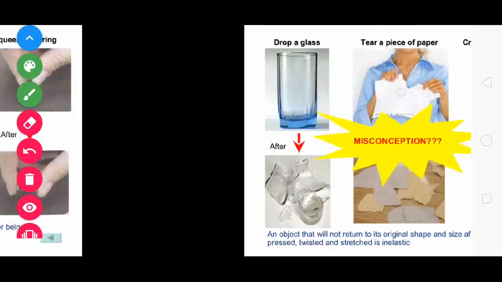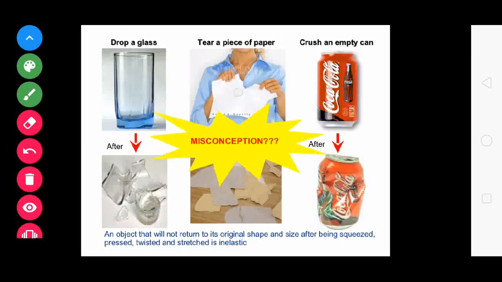Here are the examples of permanent change. As you can see here, if you take a glass and drop it, its change will be permanent. You cannot bring these pieces of glass into the original shape. It's not possible. So this is a permanent change. Here, a lady is tearing this paper, so you cannot change this paper into the original shape after tearing it.